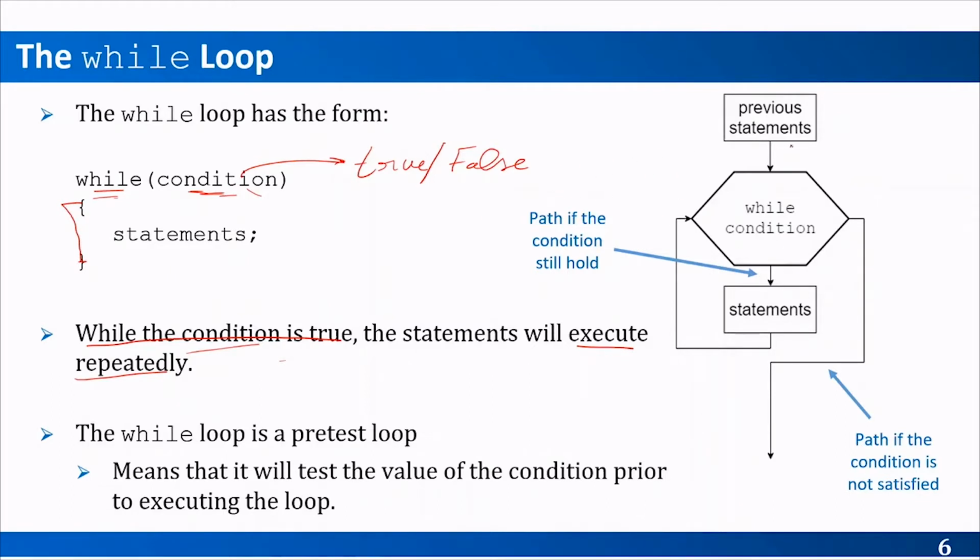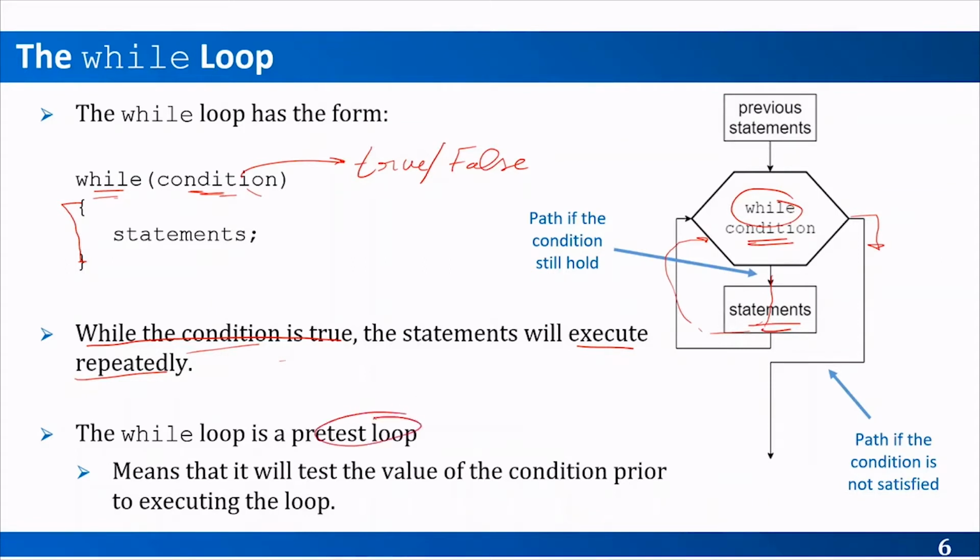That's how it would look in the flow chart. You have statements, and then you get to this point, and say while the condition is satisfied, repeat the statements, go back, until the condition is not satisfied, then exit. Now, because you check the condition before you execute the statements, we call this test.